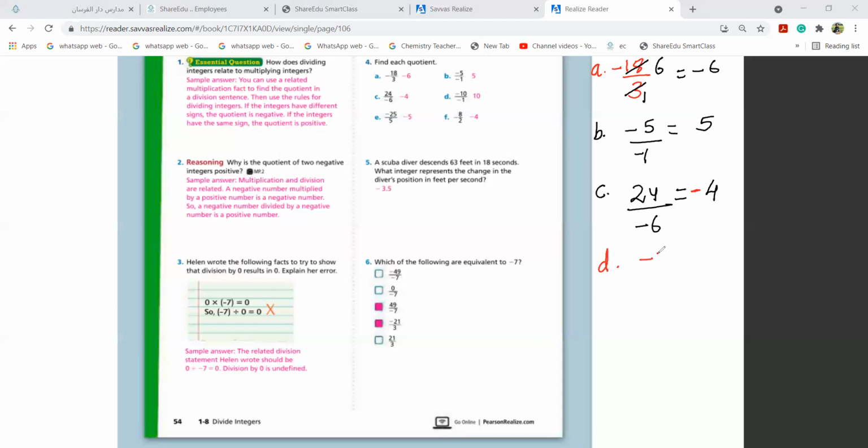Next, minus 10 over minus 1. Yes, Ghalia, what is your answer? 10 over 1 is 10. When you divide 10 with 1 person, how many do they eat? They eat 10. And what should I put for the sign, Ghalia? Yes, it's positive. Positive.